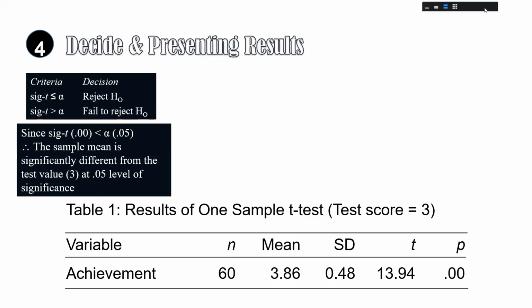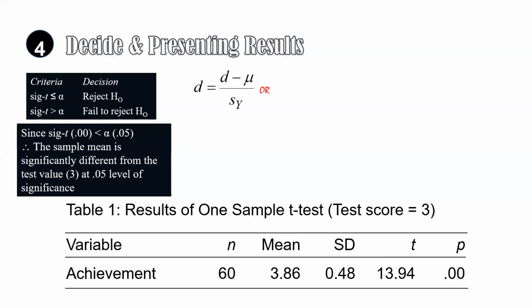In terms of reporting the data in a table, this is how the table according to APA should look like. Table 1: Result of one sample t-test in which test score equals 3. We report the variable, which is, for example, achievement, this one I forgot to change, philanthropic behavior. N equals 60, mean 3.86, standard deviation 0.48, t value equals 13.94, and significant p 0.00. The table must be like this. The spacing is single spacing, but this is how the one sample t-test table should look like.